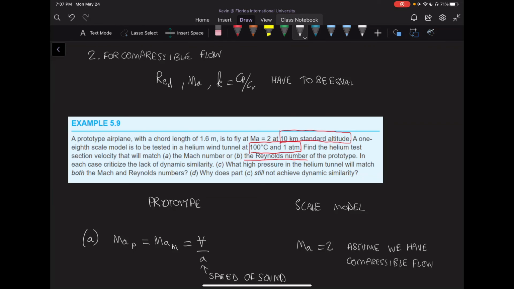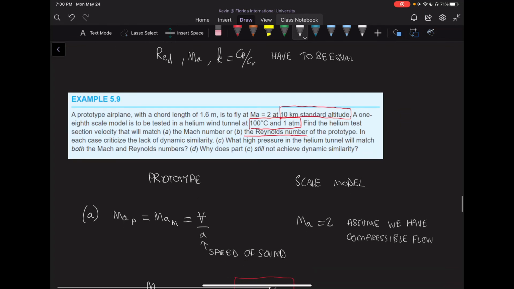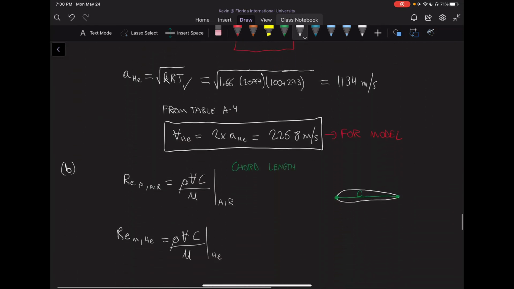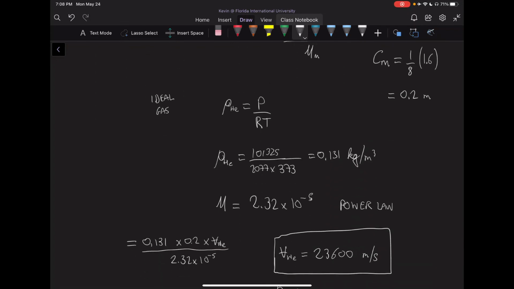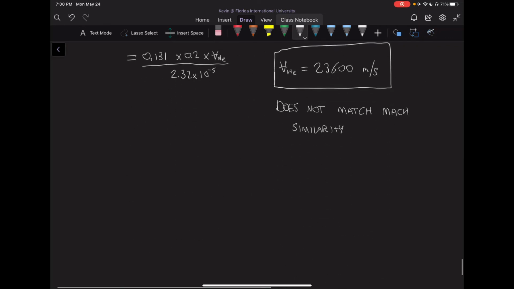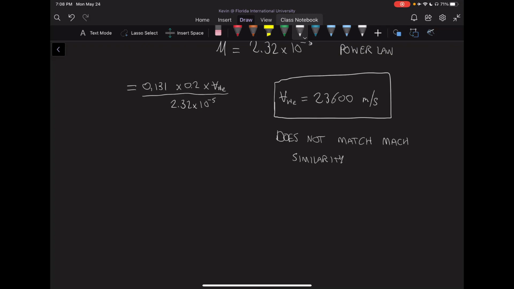In each case, it says to criticize the lack of dynamic similarity. So the lack of dynamic similarity in our Reynolds number problem is the fact that it does not match Mach. And since we have a flow that is above Mach equals 0.3, we have a system that is compressible. So we have to have Mach and Reynolds number matching together. In this case, they don't. So both of them don't match. That's what we can say about the Mach similarity.